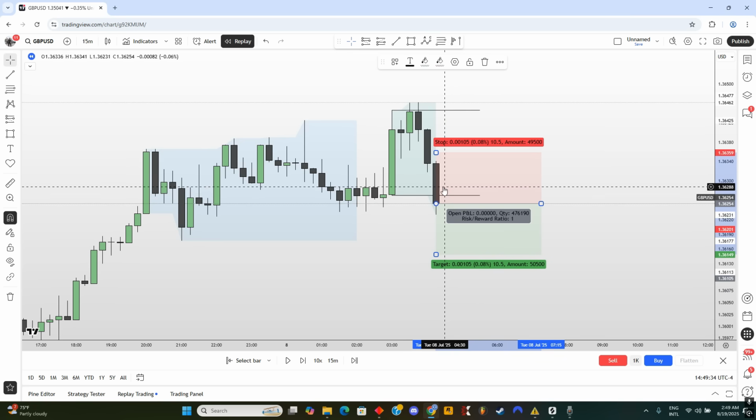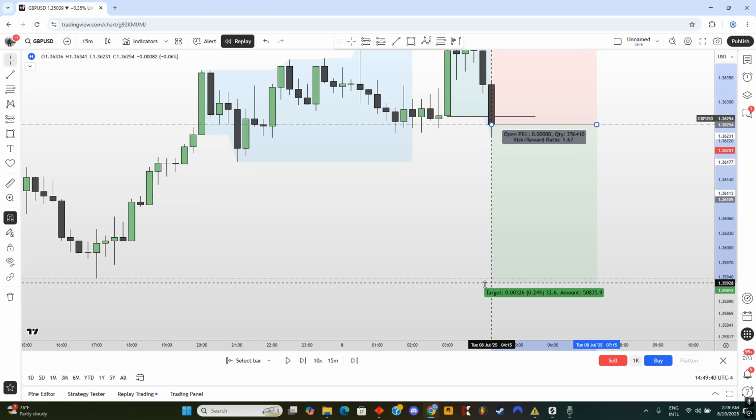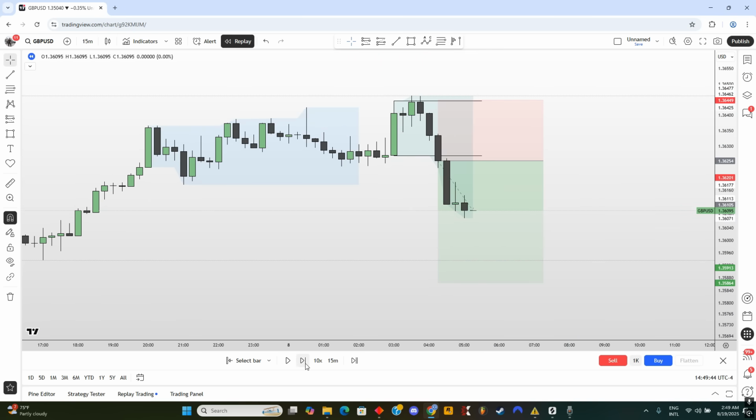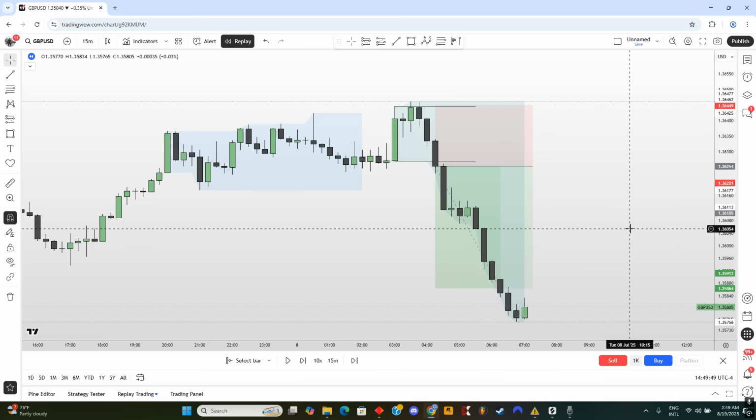So we closed here just slightly below it, so we don't need a retest entry. Put your stop above the high and just go for 1 to 2 risk to reward. It's simple as that, guys. And bam, right there, full TP hit. We are done. So I hope you guys enjoyed this strategy.